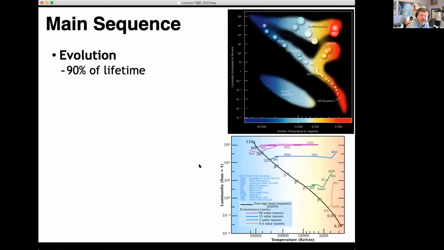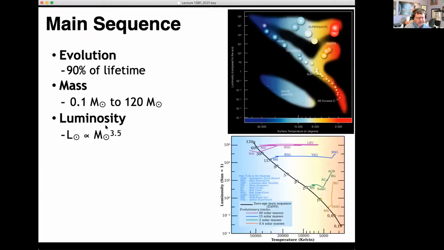So the main sequence is where stars spend 90% of their life. We've showed you the birth onto the main sequence. The mass on the main sequence goes from 0.1 solar masses to 120. This number, there's a lot of dispute about this. Some astronomers think that number is 50. Some astronomers think that number is 200. And it's complex. It really depends on which galaxy and stuff.